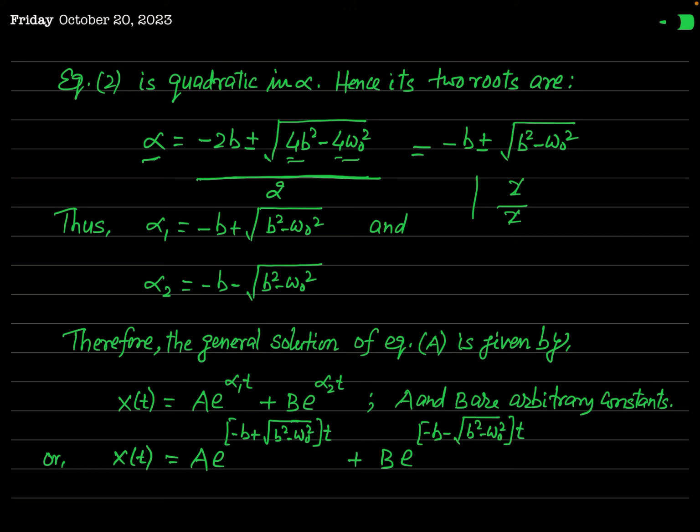So when we take this plus sign, then our root is alpha 1, and that alpha 1 will be minus b plus root over b square minus omega naught square. Now let us take the minus sign, and taking minus sign, you will get the second root of this equation, which is alpha 2, and that alpha 2 will be equal to minus b minus root over b square minus omega naught square. Okay. So in this way, we have obtained the two roots of that quadratic equation.